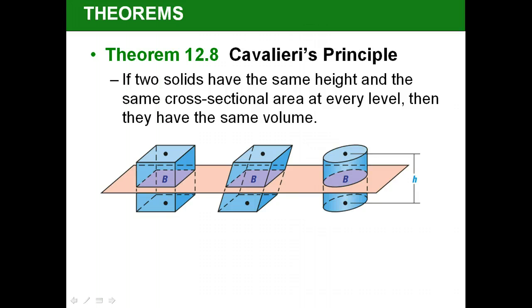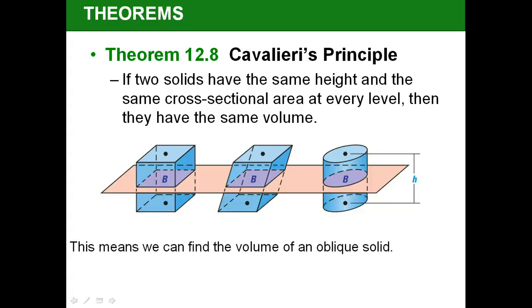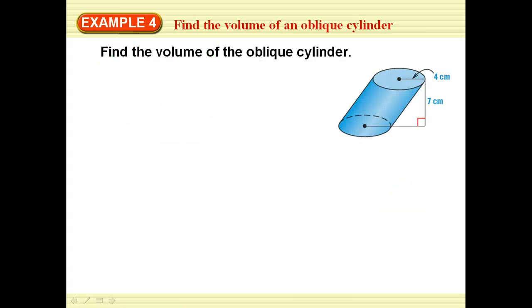Cavalieri's principle simply states that if the cross-section area is the same all the way through, then I can find my volume whether it is oblique or whether it is a right prism. This gives us the ability to do that. Our volume of our oblique works the same as our volume of our regular.